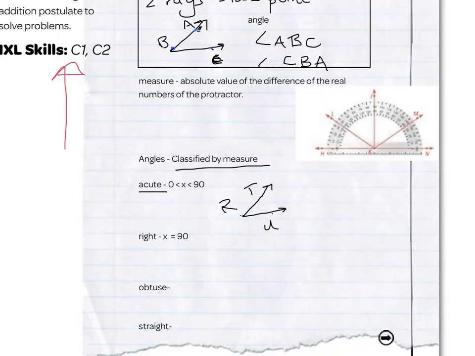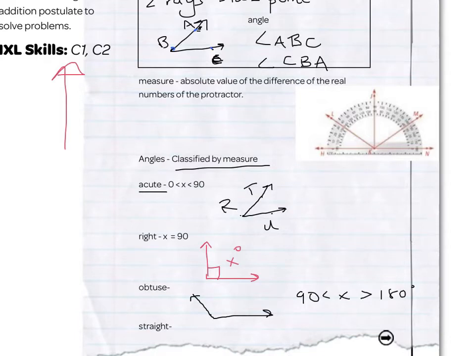Now a right angle, which we all know and we've seen before, is going to be exactly 90 degrees. There is no if, and, or but about it. So if the measure of this angle is x, then x is 90 degrees. An obtuse angle is going to be larger than 90 degrees but smaller than 180 degrees. So its range is bigger than 90, but smaller than 180.